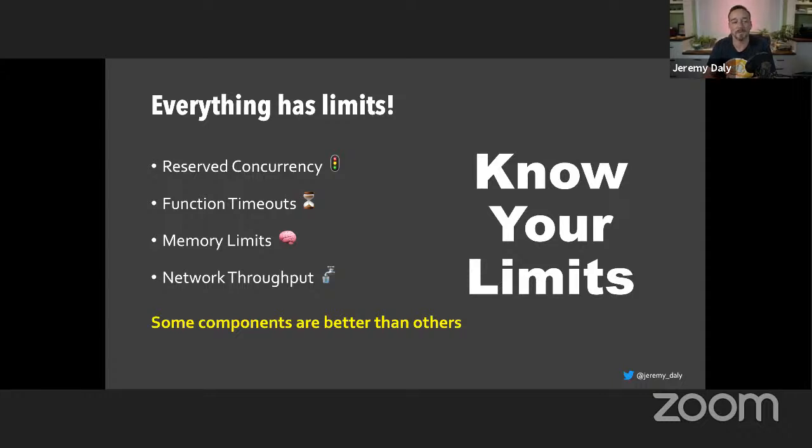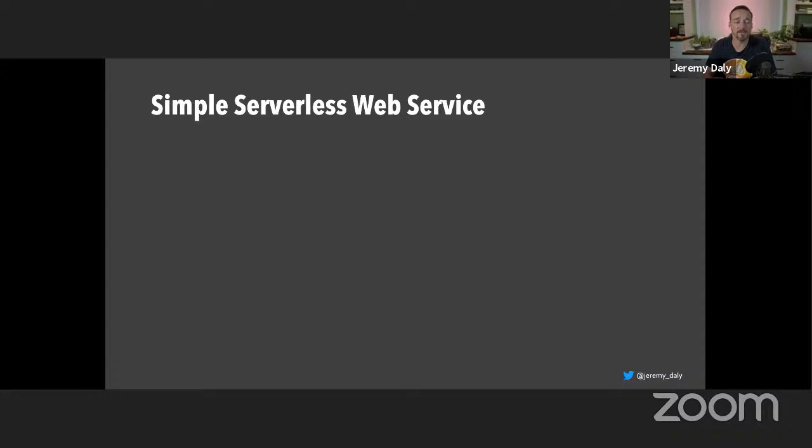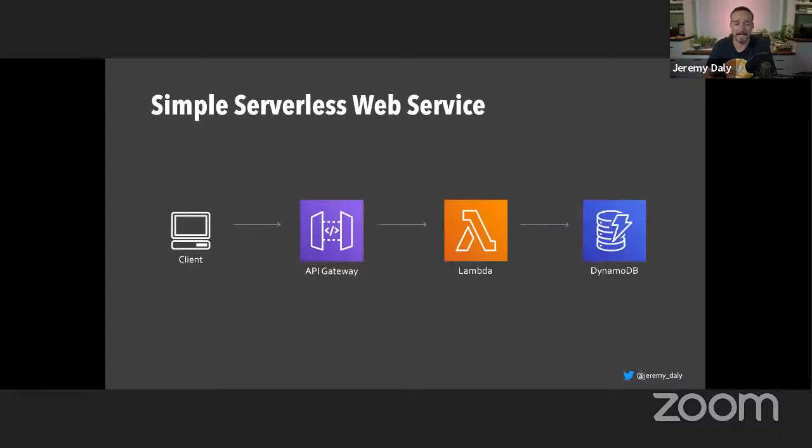So it's important that you know what the limits of your application are so that you can design your application around those limits. If we look at a simple serverless web service, this is the iconic, in a perfect world, everything would be perfectly serverless. We have this really highly scalable API Gateway that connects to this highly scalable Lambda function that connects to this highly scalable DynamoDB. And that's great.